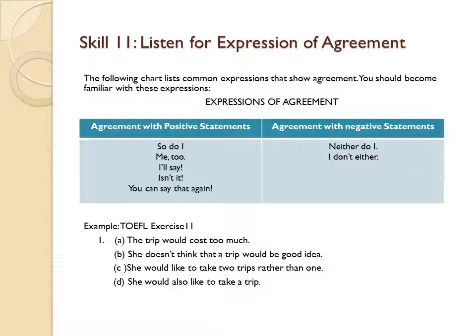The correct answer is D. She would also like to take a trip. Why? Because in the conversation, the man said he'd like to take a trip and the woman replied, me too. Me too is agreement with a positive statement. So the correct answer is D. She would also like to take a trip.